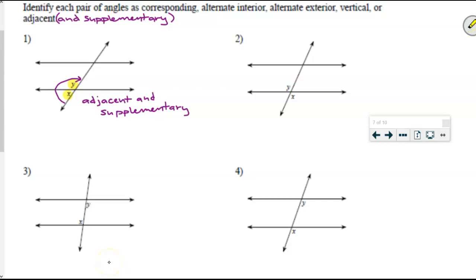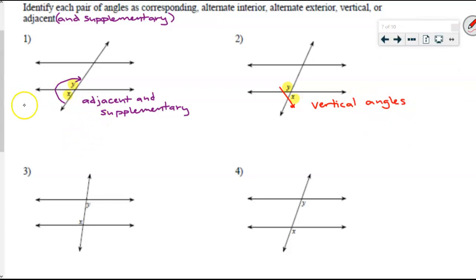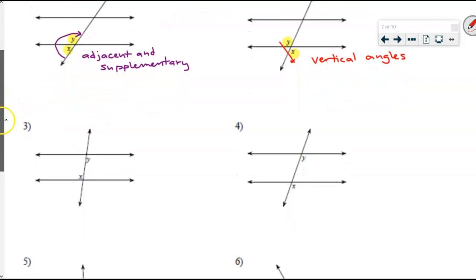Let's try another one. Let's try number 2. Again, instead of highlighted, they're marked by saying, here's one I want you to pay attention to, here's the other one. I like adding the highlights. What is that relationship there? Everyone ready to say it on the count of 3? 1, 2, 3, go. Great, vertical angles. Yes, these are vertical angles. You get the idea now, right?